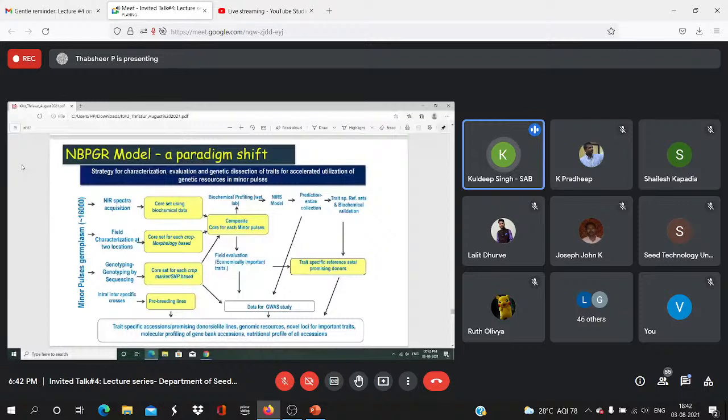This sort of strategy has been supported by the DBT. We got funding of around 280 crores for this. And we have more than three to four dozen centers within the country working in a network mode for all these crops. So we expect the next five years to give you the genes you are looking for, the traits you are looking for, and in fact, specific genetic resources to you.